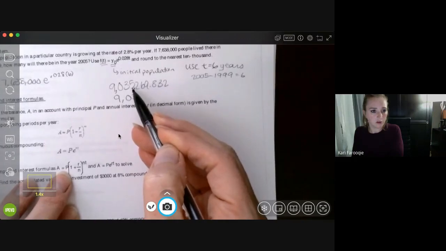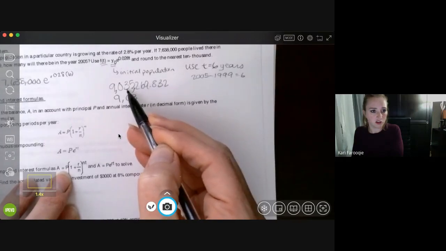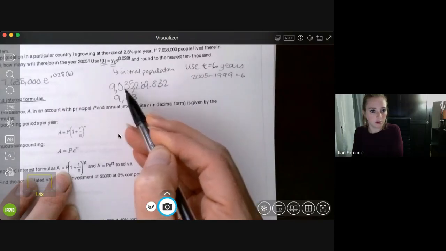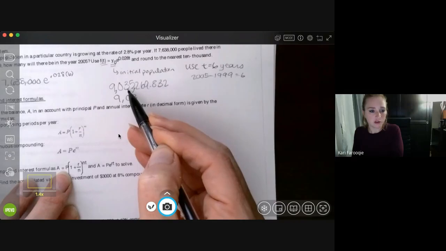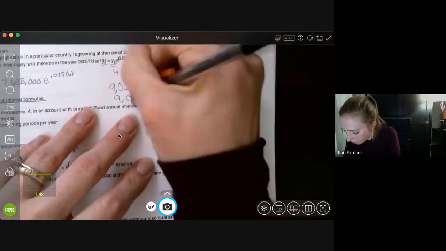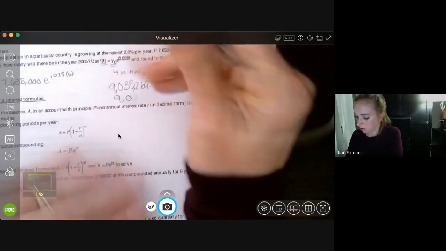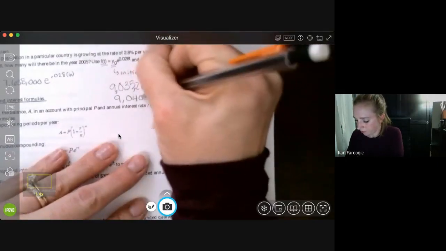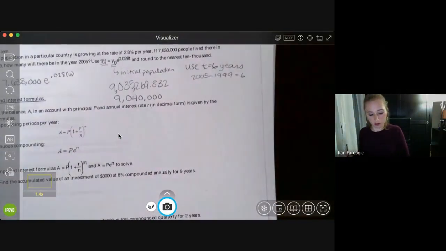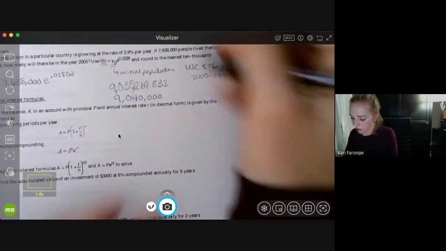If that number is 4 or less, you keep this digit the same. If the number to the right is 5 or greater, then the digit in your 10,000s place goes up. So this will actually go up from a 3 to a 4. So that would be your population to the nearest 10,000.